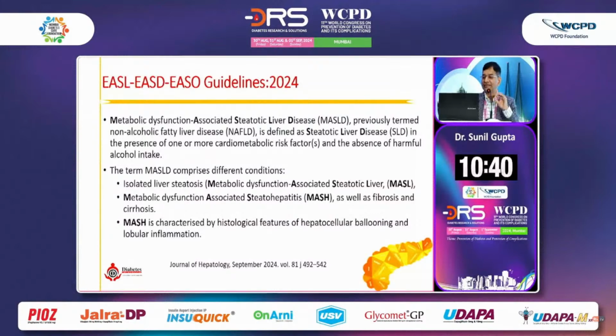Earlier it was called NAFLD, and now we call it SLD. And it is again divided into two forms. So you have MAFLD, that is isolated liver steatosis, as well as those. And the second part is you have steatosis, but you also have fibrosis and cirrhosis, and there could be even MASH, which is like NASH. It is characterized by histological features of hepatocellular ballooning and lobular inflammation. So you have fatty liver and you have fibrosis at two different stages here.